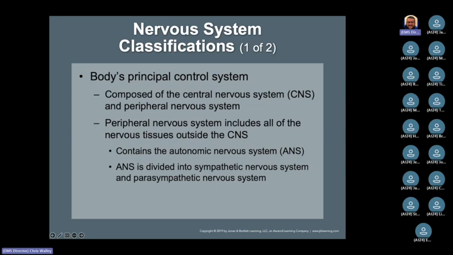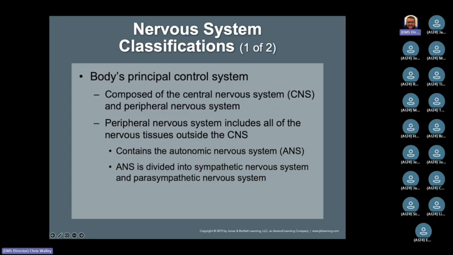So, the nervous system classification. The nervous system is the body's principal control system. We're going to talk about our CNS and our peripheral nervous system. The CNS, or the central nervous system, is made up of the brain and the spinal cord. The peripheral nervous system includes all of the nervous tissue outside of the CNS. So anything outside of the brain and spinal cord is going to be the peripheral nervous system.